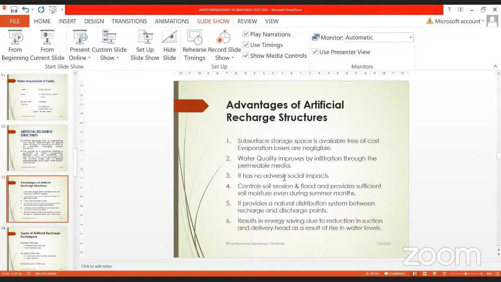There are no social impacts. Social impacts in the sense, no need of relocating the population by grabbing land. Next one. These artificial recharge structures generally prevent soil erosion, flood, and also provide sufficient soil moisture even during the summer months. It provides a natural distribution system between recharge and discharge point. This is one of the major reasons why we go for artificial recharge structures. Also, it results in energy saving due to the reduction in suction and delivery head as a result of rise in water levels.